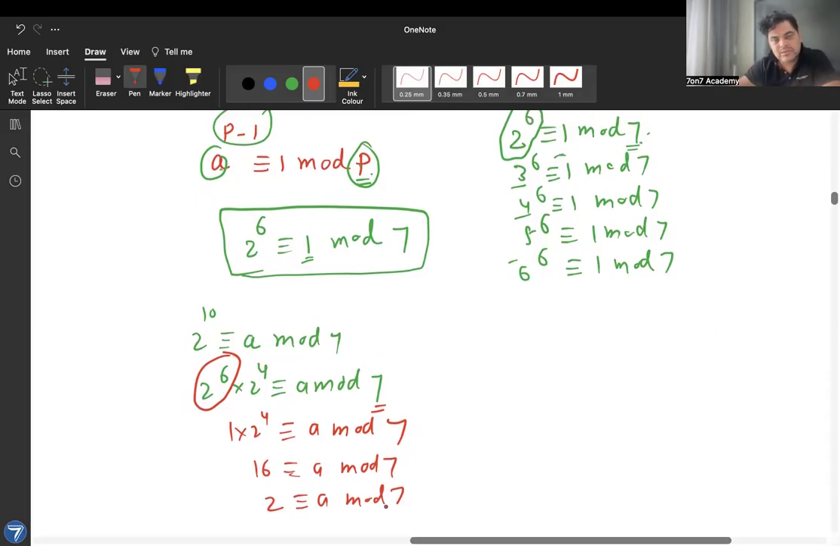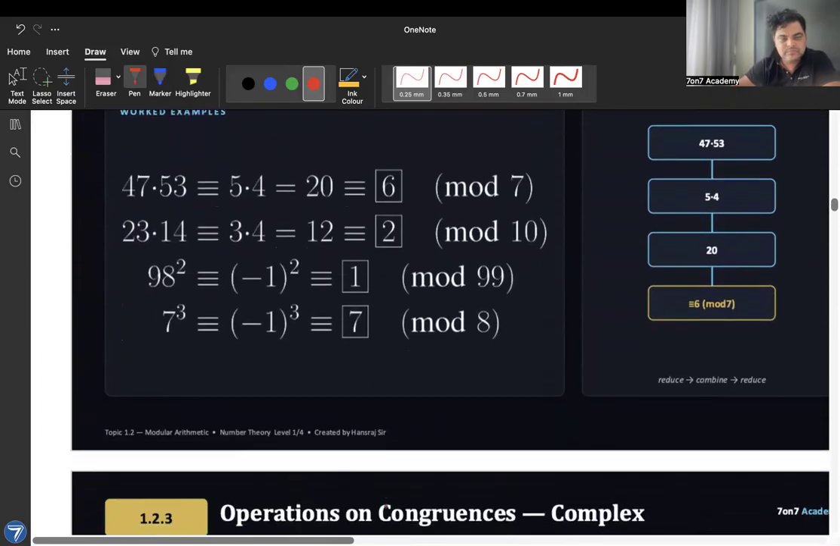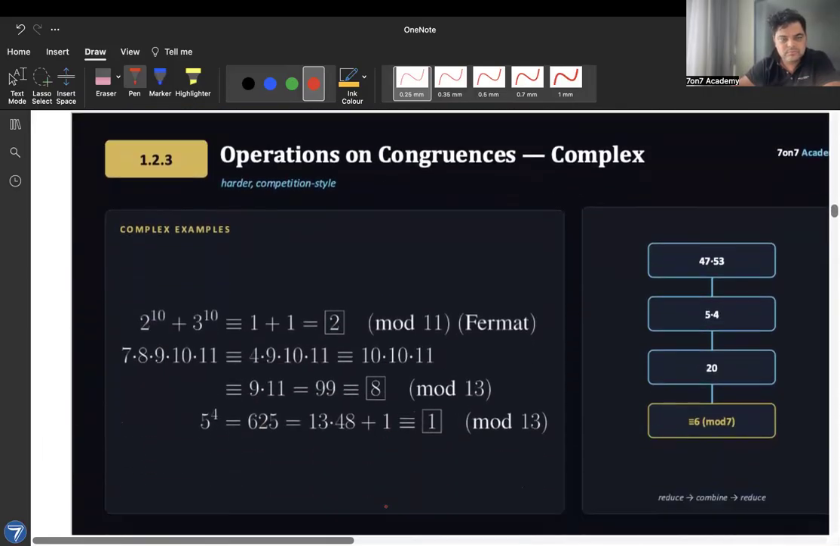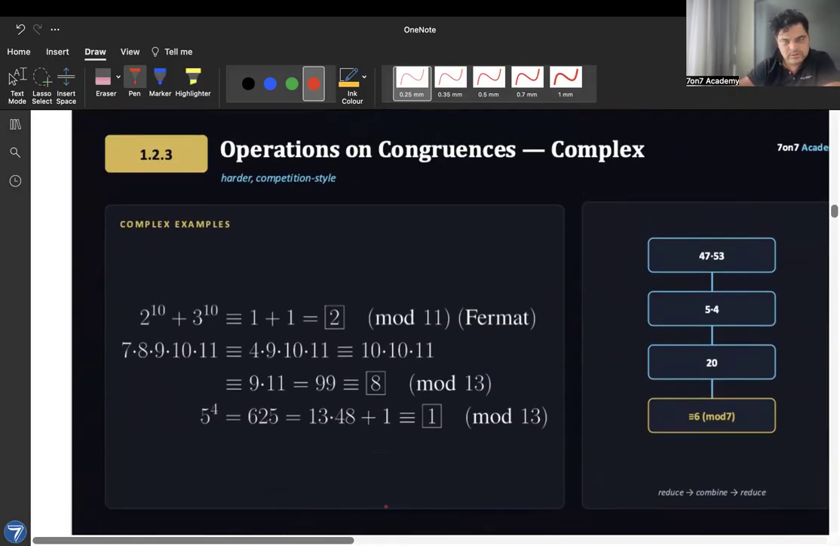If you didn't understand, yes sir, I can add more examples on that. No sir, it's fine. I've understood. You understood now, okay. ठीक है.